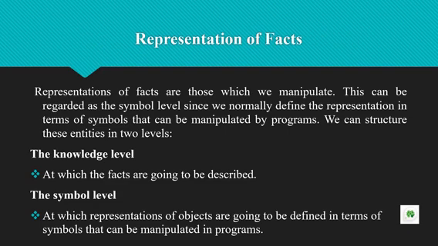This is the representation of facts. The second one is representation of facts. It has two types. First, the representations of facts are those which we manipulate. This can be regarded as the symbol level, since we normally define the representation in terms of symbols that can be manipulated by programs. We can structure these entities in two levels. First one is knowledge level, and second one is symbol level. The knowledge level is at which the facts are going to be described, and the symbol level is at which the representation of objects are going to be defined in terms of symbols that can be manipulated in programs.